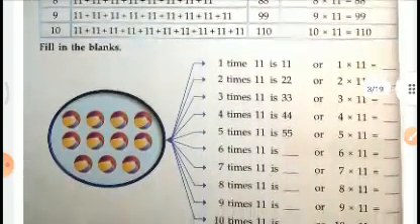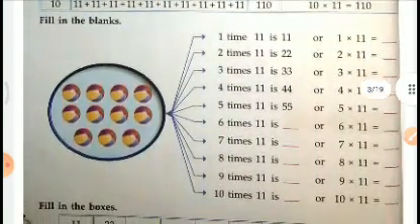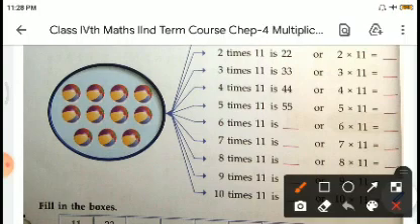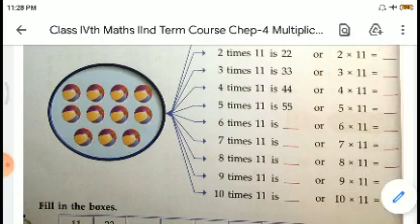Now fill in the blanks. 1 time 11 is 11, or 1 into 11 is 11. 2 times 11 is 22, and 2 into 11 is 22. 3 times 11 is 33, or 3 into 11 is 33. Okay, this is how you need to do this.